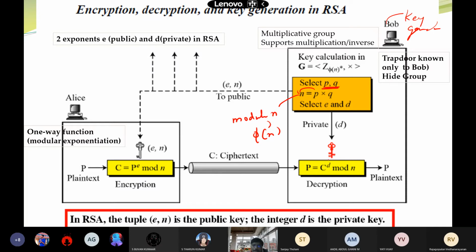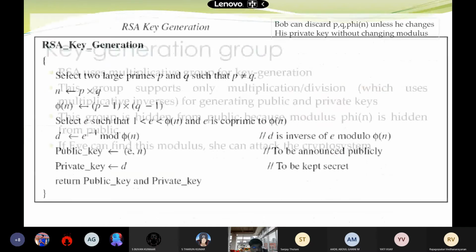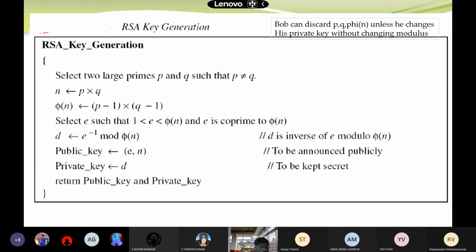So the key calculation is going to be based on the value n. Phi of n is going to be easier because you know P and Q. So Bob can easily find it. Let me show you the algorithm. This is the RSA key generation algorithm. Look at the first line here. Bob is going to select two large primes P and Q, such that P is not equal to Q. That is the first step.